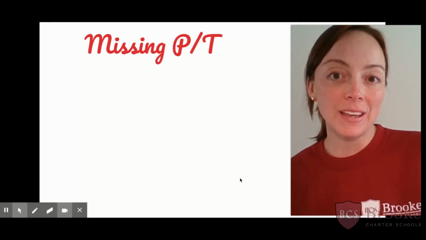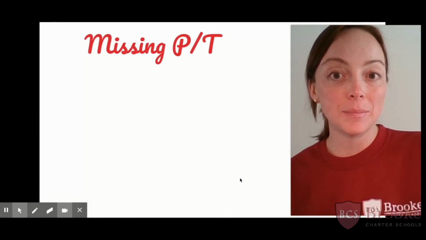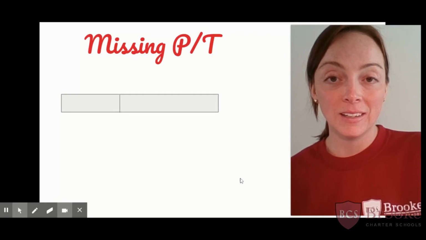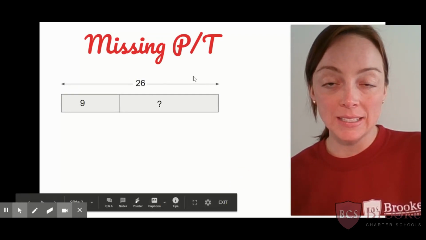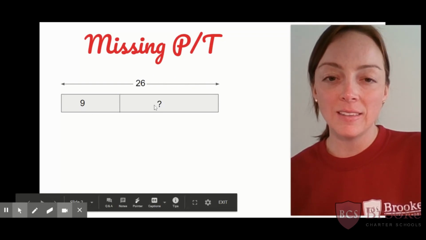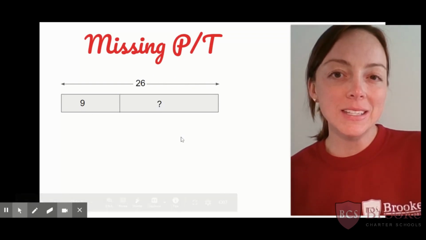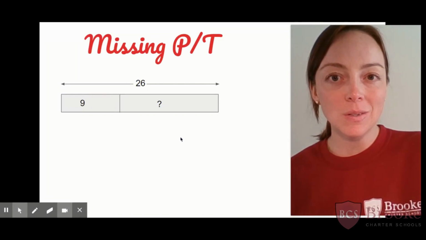We're going to continue working on missing part total problems by looking at bar models. So my bar model today has 26 across the top, 9, and then a question mark. Copy this down on your YouTube workbook. And while you're doing that, think about, are we missing a part or are we missing a total? Go.